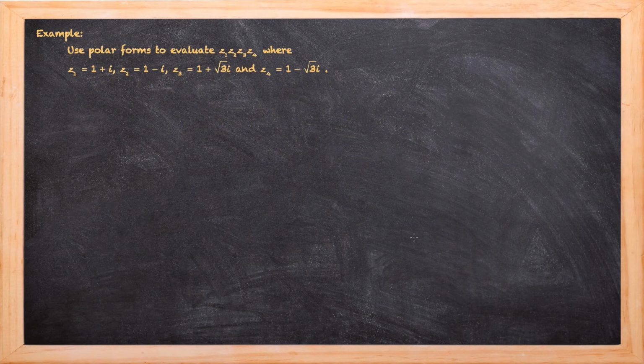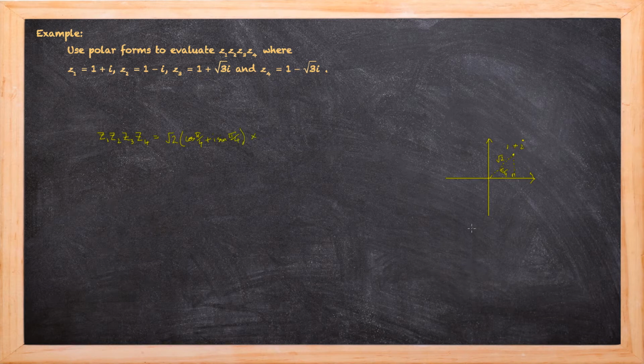So let's take the sledgehammer approach and change each one of these complex numbers into its polar form. So Z1, let's look at the Argand diagram, 1 plus i. Let's locate it, and we'll draw a right-angled triangle. You can see that root 2 and pi upon 4 are the modulus and argument.